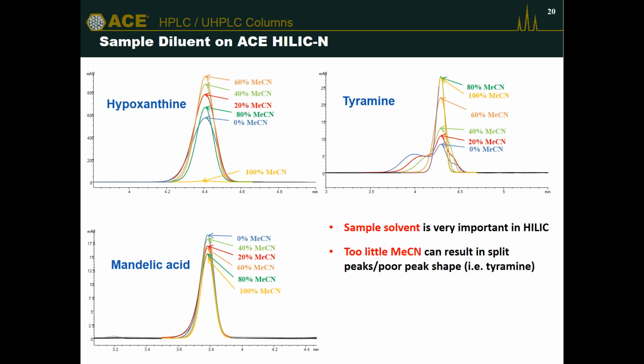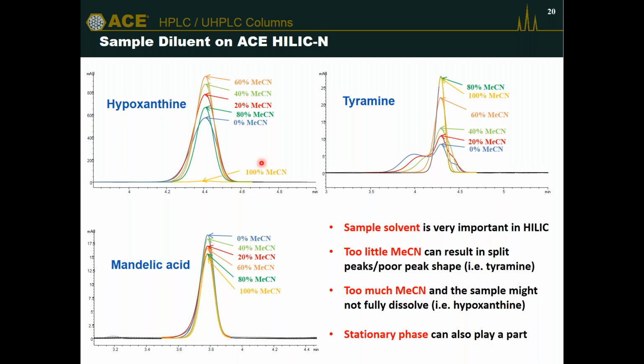And you can see that what I've done is taken different volume fractions with different percentages of acetonitrile and tried to dissolve the mixture of the 3 compounds in each of those different types of diluent and measured the peak shape and the peak height. You can see that, for instance, with tyramine, at too little acetonitrile, down at low levels here, you start to get peak splitting, whereas with too much acetonitrile, we can see here in 100% acetonitrile for the polar neutral, we don't get any solubility at all.